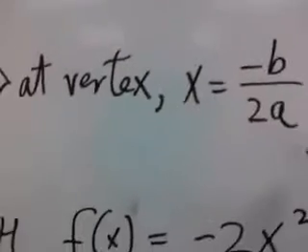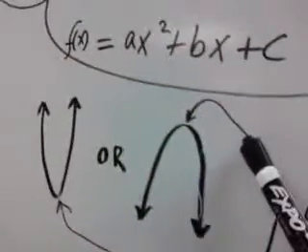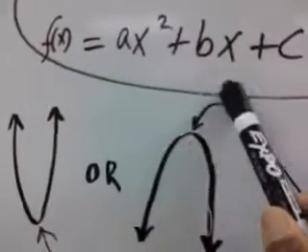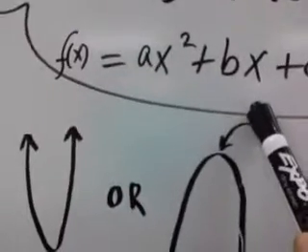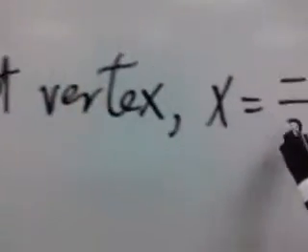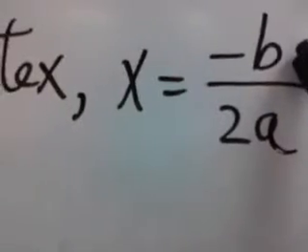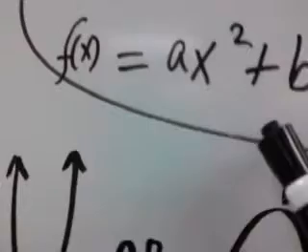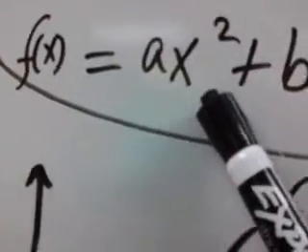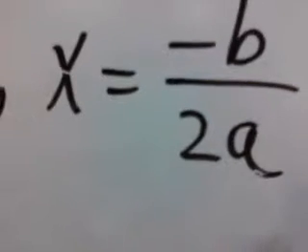The formula for the x-coordinate of the vertex is x equals negative b over 2a. Now, if you look at this quadratic function, you can see where the a and the b come from. The b is the number beside x, and that goes in the numerator of the formula. And the a is the number beside x squared. So whatever those numbers are, all you have to do is substitute them into this formula, and that will give you the x-coordinate of the vertex.